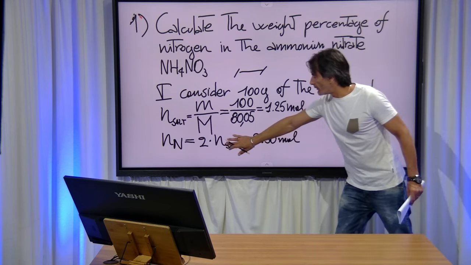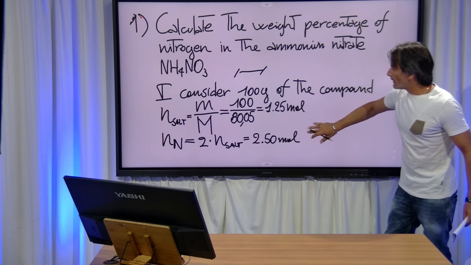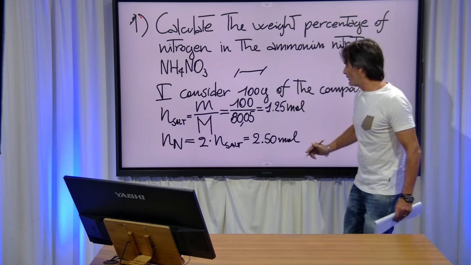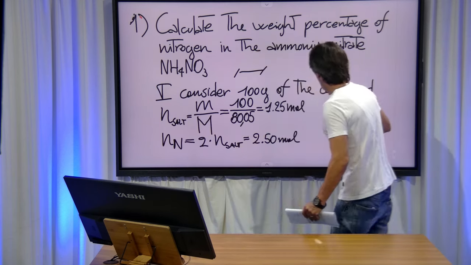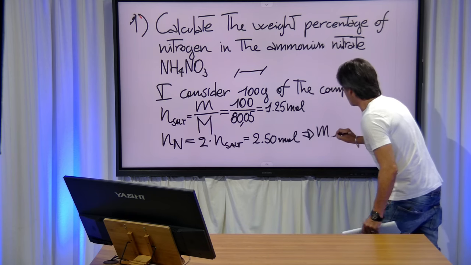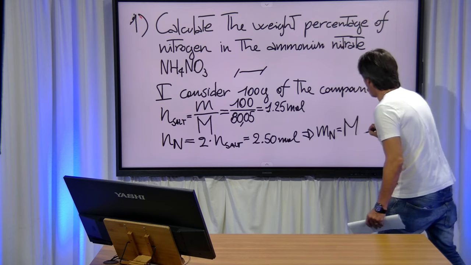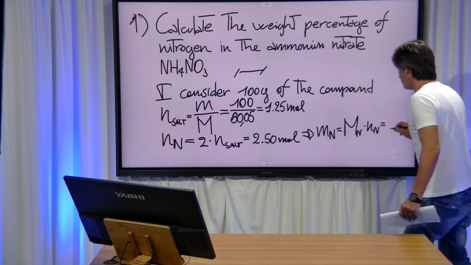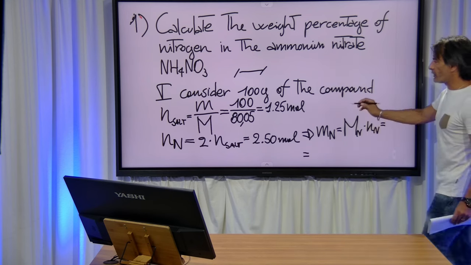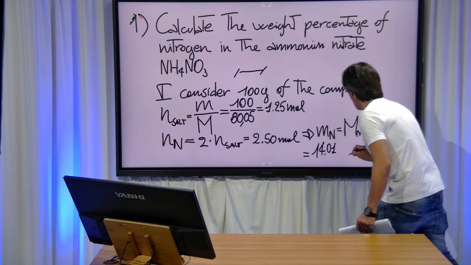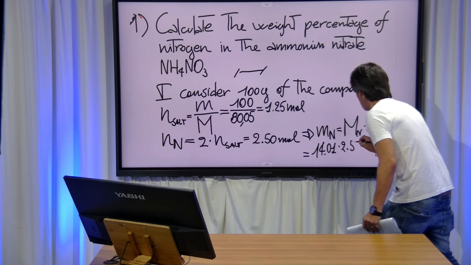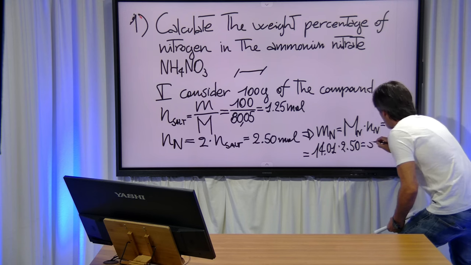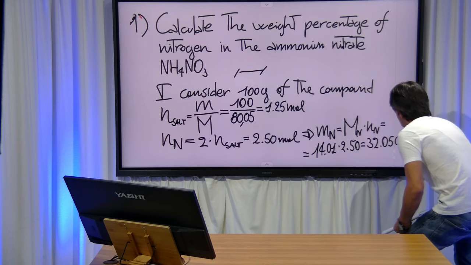Now, from this value, I can calculate the mass of nitrogen contained in the 100 grams of the salt by using this formula: mass of nitrogen equals molar mass of nitrogen multiplying the moles I have calculated. The molar mass of nitrogen is 14.01 multiplying 2.50, equal to 32.05 grams.